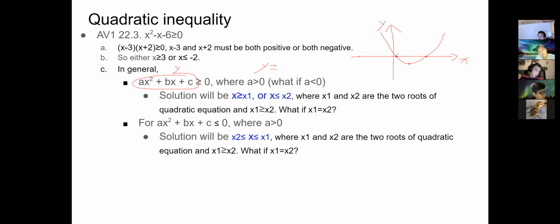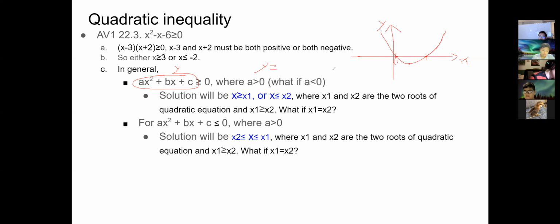If this whole thing is less than 0, we need y to be less than 0. So you can only have the range in this area, right? In between the two solutions. But if you want them to be greater than 0, then it has to be either greater than this solution or less than this solution, right? This is how it looks like.